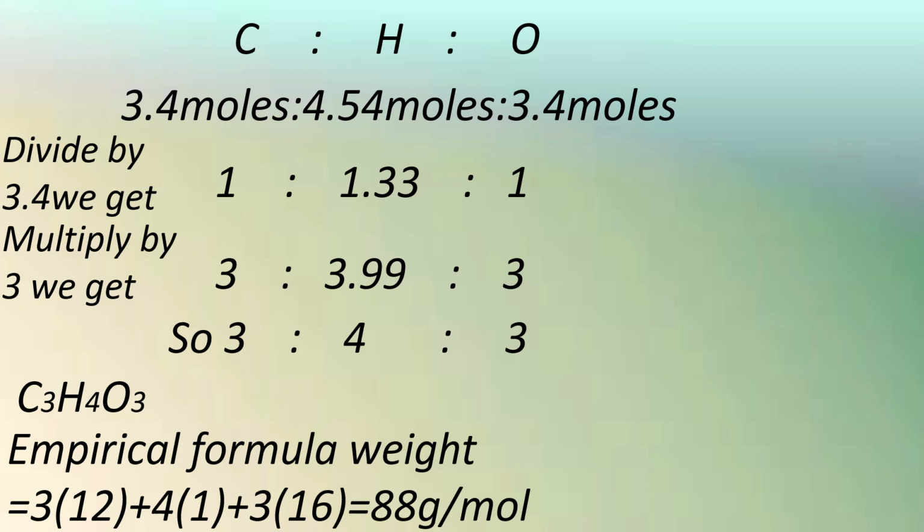We have calculated empirical formula. Now we will calculate empirical formula weight. So 3 is the number of carbon atoms into 12 is the atomic weight of carbon plus 4 is the number of hydrogen atoms into 1 is the atomic weight of hydrogen plus 3 is the number of oxygen atoms into 16 is the atomic weight of oxygen. After solving, empirical formula weight is calculated to be 88 gram per mole. Empirical formula means simplest formula and molecular formula means actual formula.